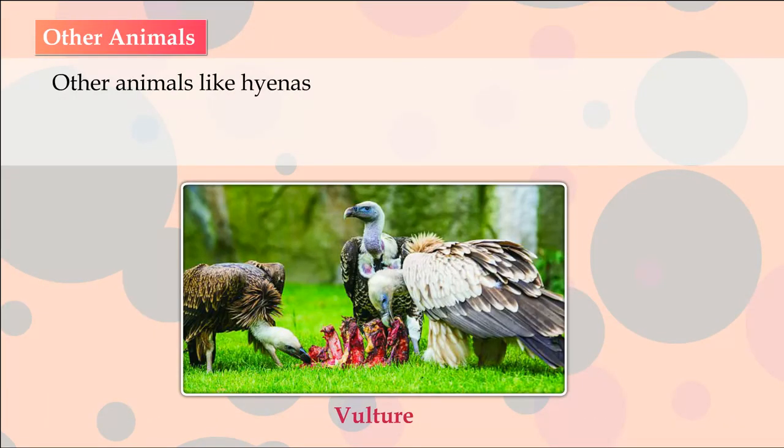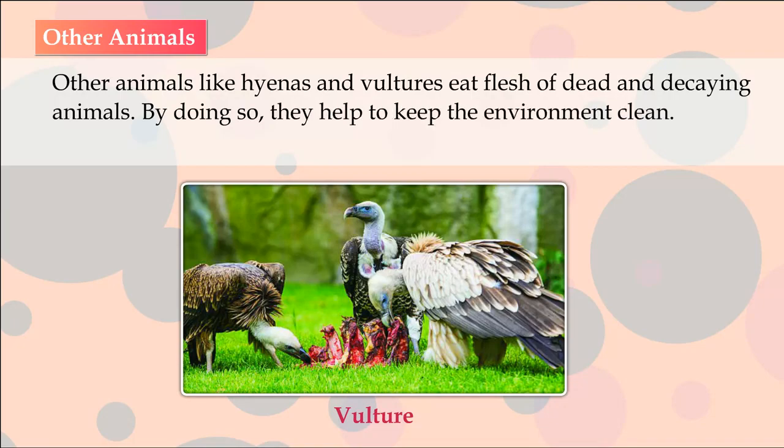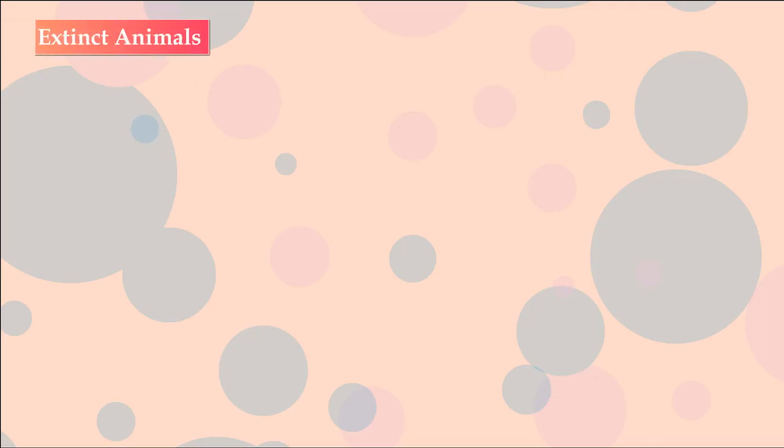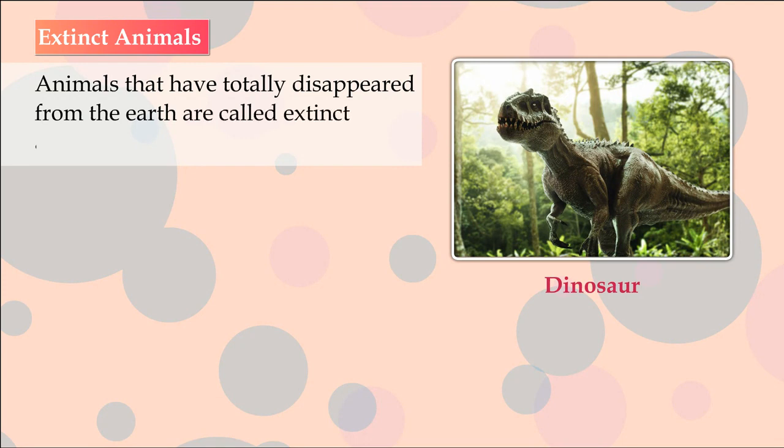Other animals. Other animals like hyenas and vultures eat flesh of dead and decaying animals. By doing so, they help to keep the environment clean. They are called scavengers. Extinct animals. Animals that have already disappeared from the earth are called extinct animals, such as dinosaurs.